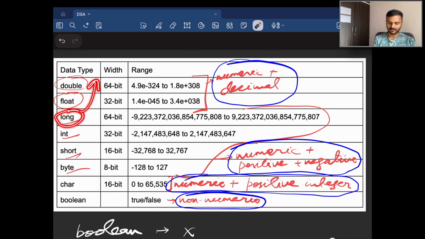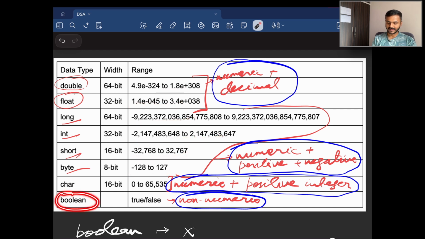long is compatible with float and double, but it is not compatible with int, short, and byte. And if you take any data type over here out of these six, you'll find the same pattern. This is happening because if we write data types in this order, that is double, float, long, int, short, and byte, and then we start from byte and go towards double, we can see that the range is increasing as we go up.